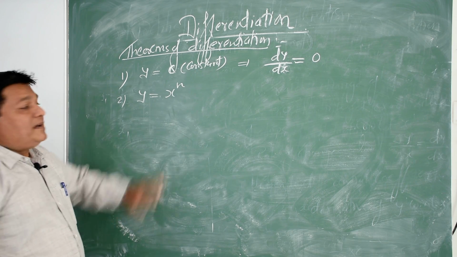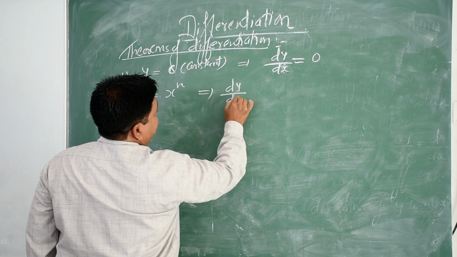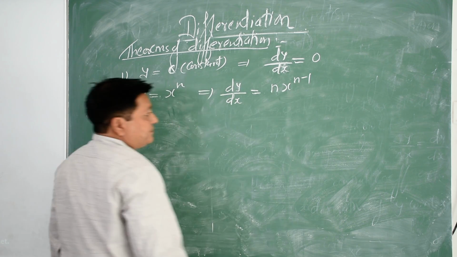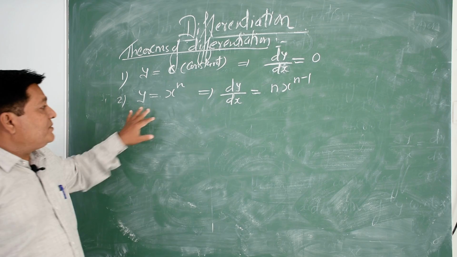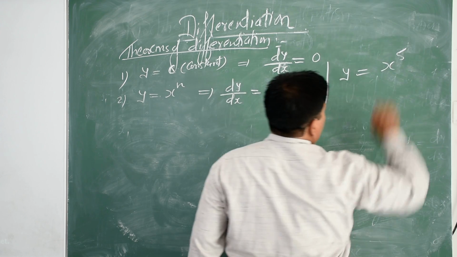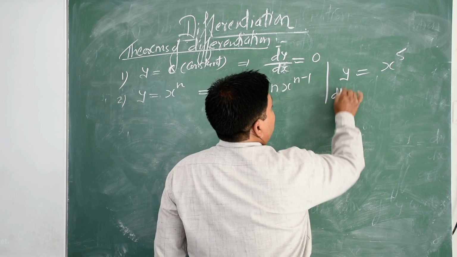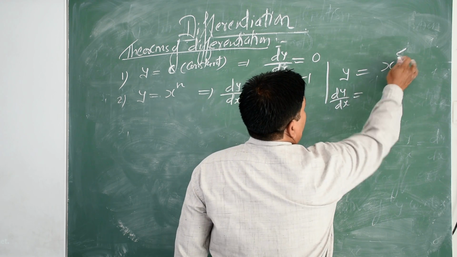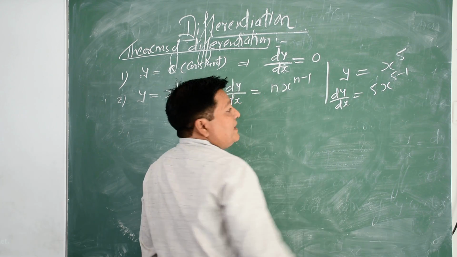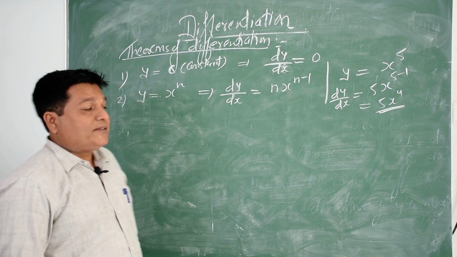Second rule: if y is equal to x to the power n, where n is an integer, then its differentiation dy by dx will become n x to the power n minus 1. How do we use this? Suppose y is equal to x to the power 5 is given to us, then its differentiation dy by dx will become 5 x to the power 5 minus 1, which means 5x to the power 4. In this way we can solve it.